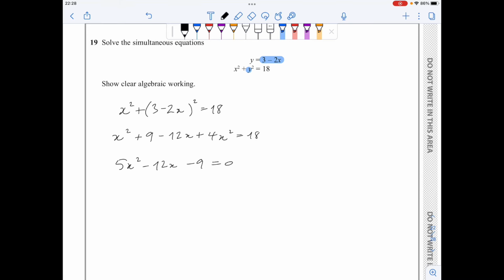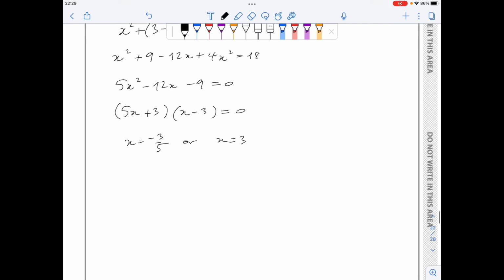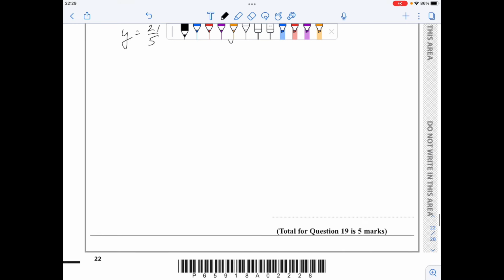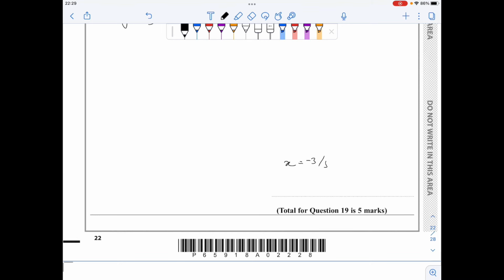Now we can solve this equation either by using factorization, completing the square, or using the quadratic formula. I'll go with factorization. So (5x plus 3)(x minus 3) is equal to 0. So x is equal to minus 3 over 5, or x equals 3. And I have to substitute these values into this equation to get the y values. So y is equal to 3 minus 2 times minus 3 over 5. y comes out to be 21 over 5. And from the second value of x, y is equal to 3 minus 2 times 3. y comes out to be minus 3. So my solutions are x equals minus 3 over 5 with y 21 over 5, and x equals 3 with y equal to minus 3.